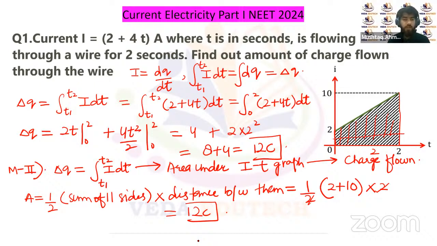So if current as a function of time is given, and you are asked to calculate the total charge flown through the circuit, there are two ways. One way is to integrate the current with respect to time with the proper limits, and we will get the total charge. Another way is that if the current versus time graph is given, then the total charge flown through the circuit will be given by the area under the current time graph. We'll just calculate the area under the current time graph to calculate the total amount of charge flown through the circuit, right? So this was question number 1.